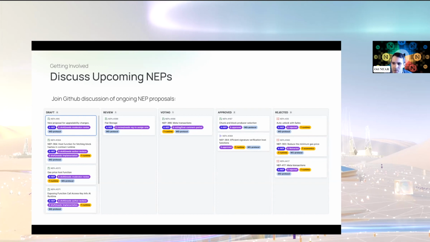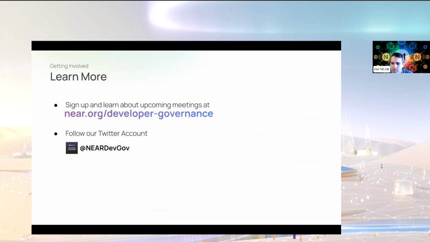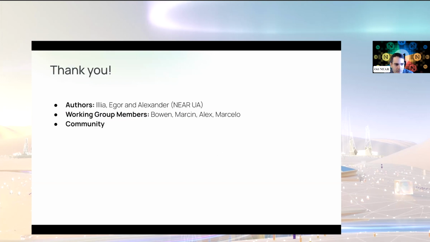And then lastly, if you don't necessarily know what you want to build, or you just want to discuss ideas in general with other people, I highly recommend that you join the protocol community group. Yeah, and we will be posting this call on the developer governance website, as well as other meetings and other NEPs. That's a really good place to keep up to date. But also, as I mentioned, we have our Twitter account, near DevGov, where we are also trying to communicate more regularly about what's happening.